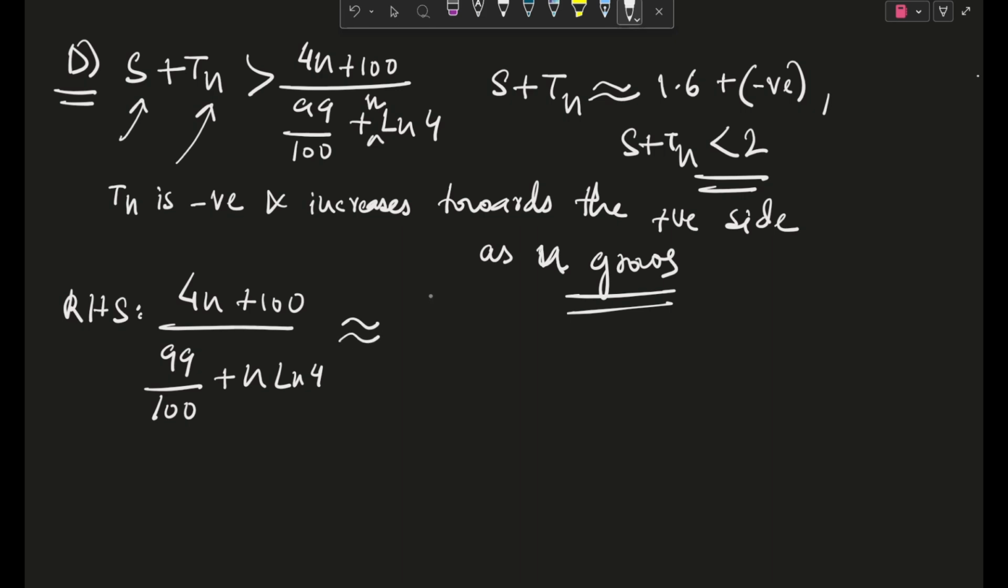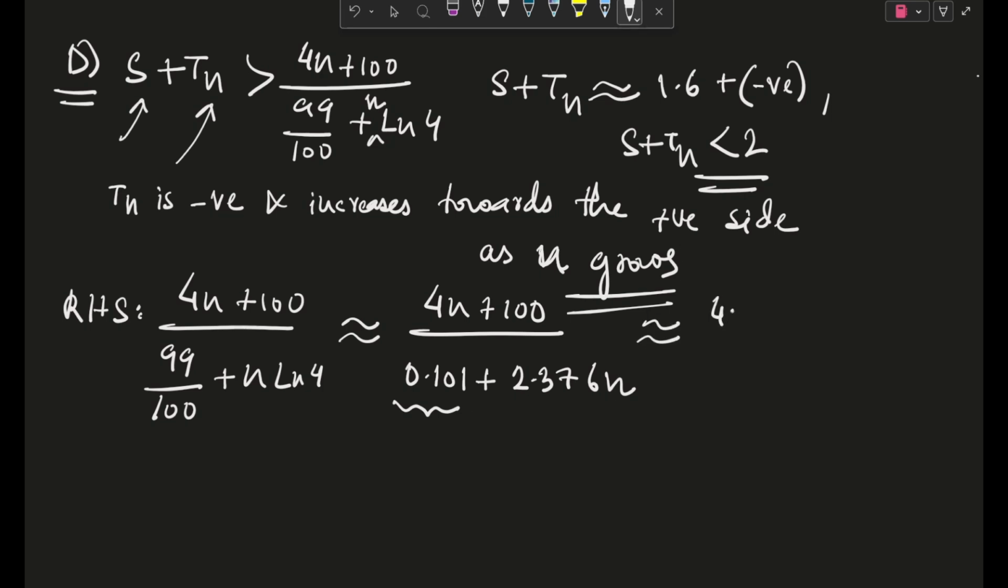If we roughly estimate this, (4n plus 100) divided by (99 by 100), I don't think I need to calculate. 99 by 100 is approximately 0.101, and this thing is 2.376n. I am not going into taking this part because it will negligibly affect the decimals.